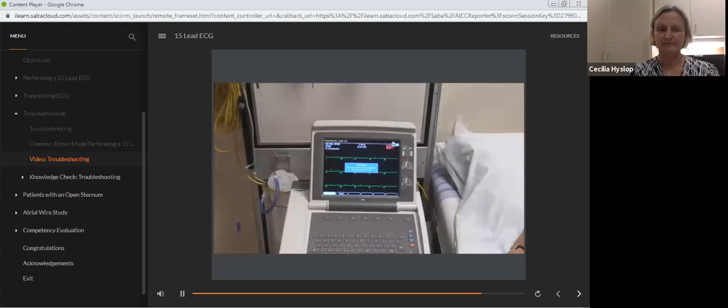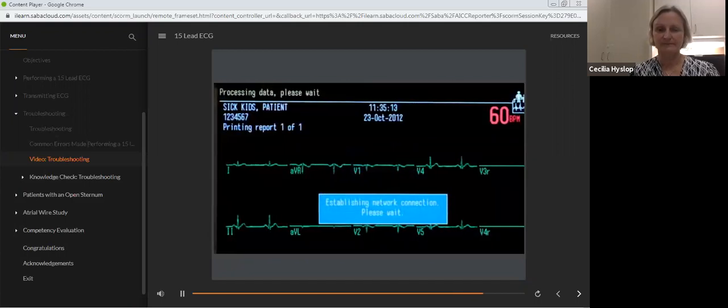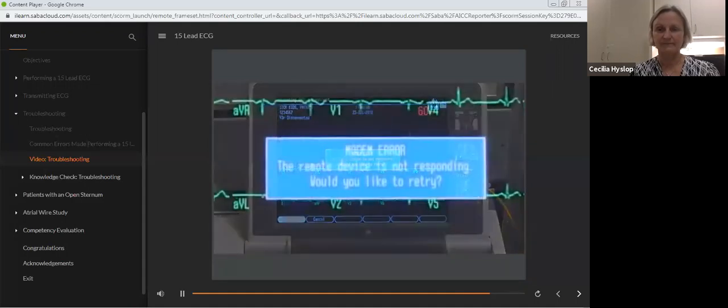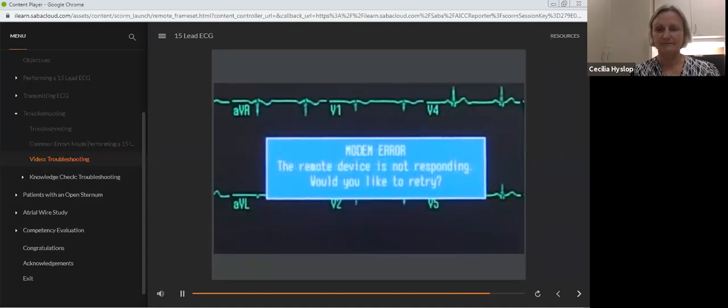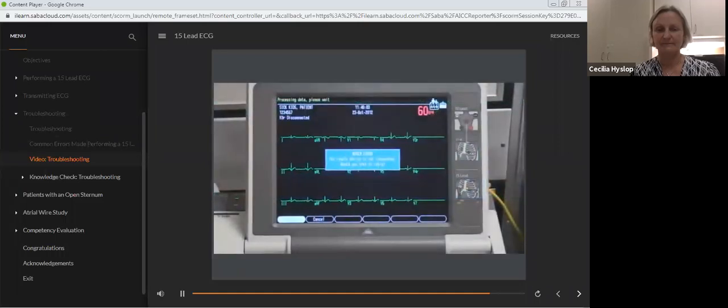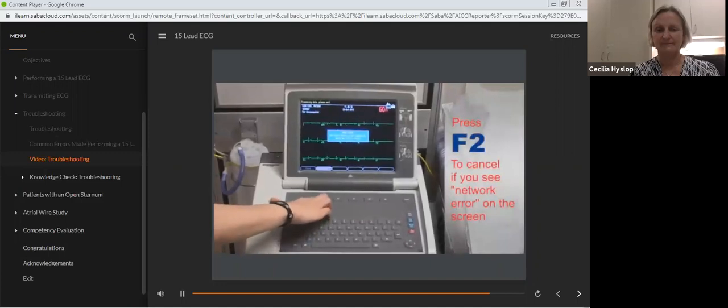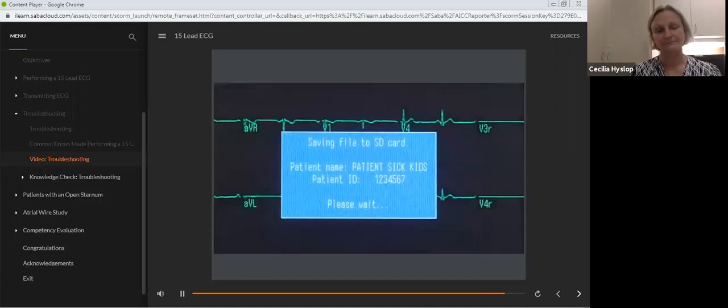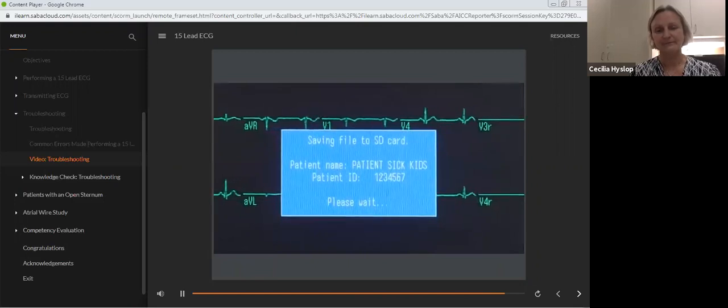You must ensure that the transmission is complete before you turn off the machine. Sometimes you will have a modem error displayed. This is due to difficulties with interference in the room or a problem with the wireless network. If you see this error, you will press Cancel, which is F2. This will save the record onto the disk. This will later need to be transmitted into the database system.